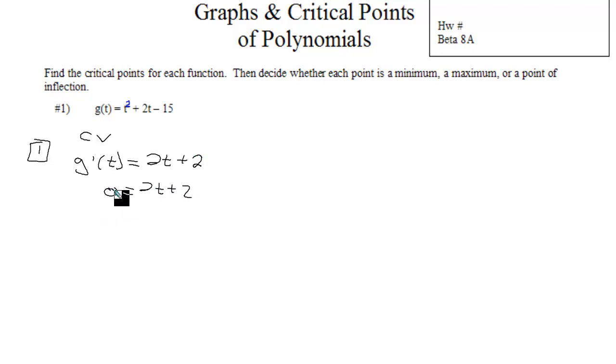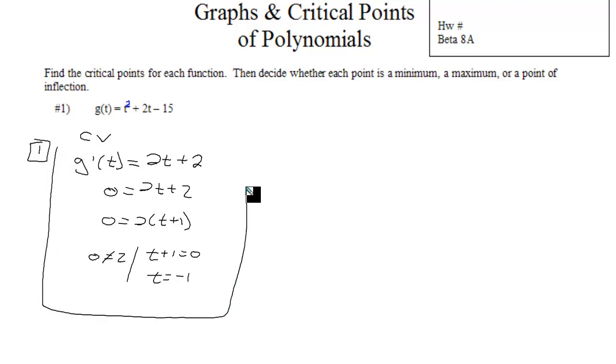Set that equal to 0. Lots of ways to solve this. I'm going to factor. Wouldn't have to factor. You could just subtract 2 from both sides and then divide by 2. If you choose to factor, you then set each factor equal to 0, and you end up with t is negative 1 and 0 equals 2. 0 does not equal 2. It's a false statement. So from the first derivative, we have a critical value of t, which is negative 1.